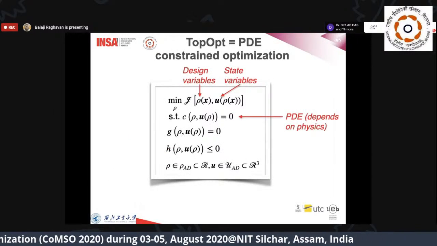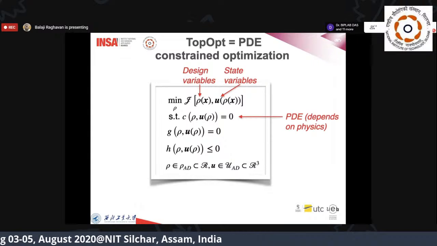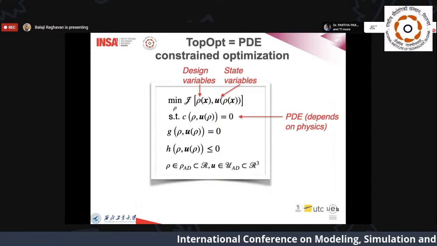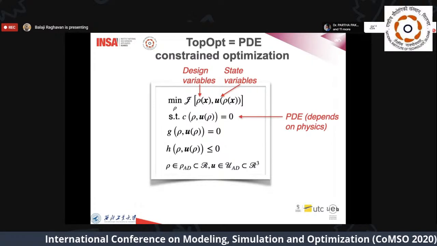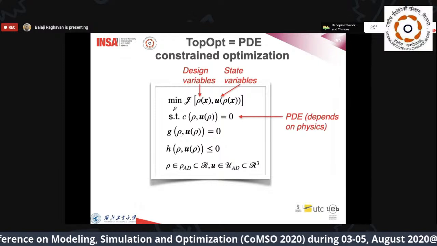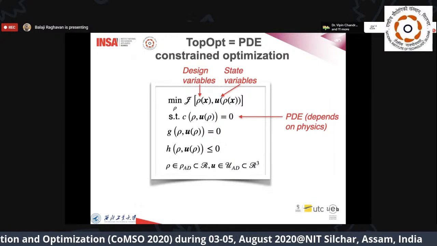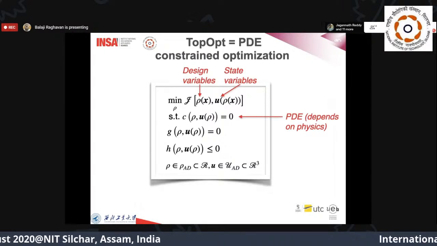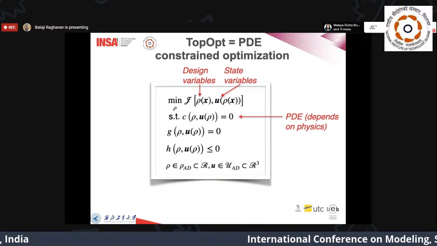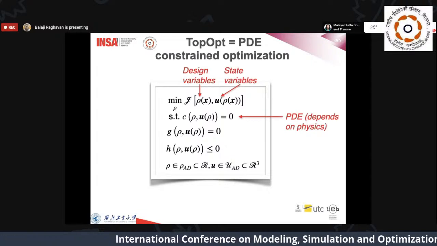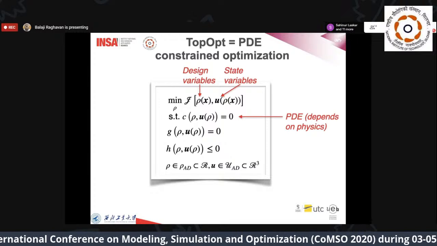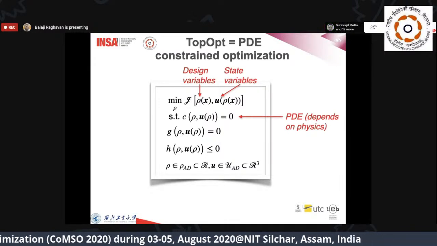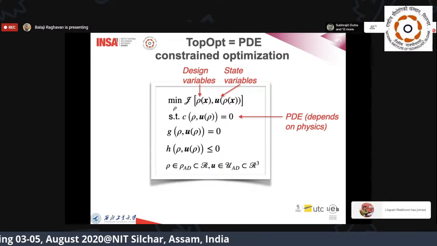So generally speaking, topology optimization is simply a PDE constrained optimization. You have a set of variables, say we want to optimize the density distribution, where the density is going to be varying between 0 and 1, or ideally 0, 1. And you have the state variables. There is a certain performance objective, which is given by F of the rho distribution and the state variables. The constraint C actually depends on the PDE.